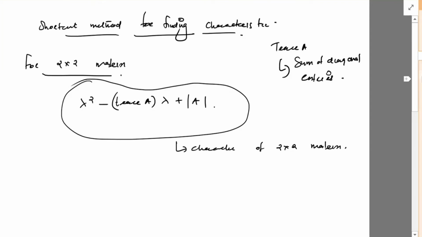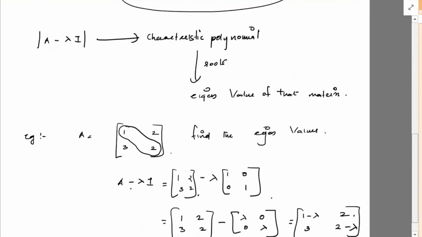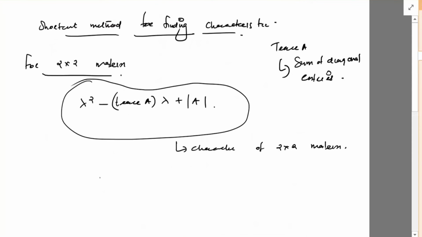Okay. For example, consider the first example we have discussed, 1 2 3 2. Okay. 1 2 3 2. We got the characteristic polynomial as what?